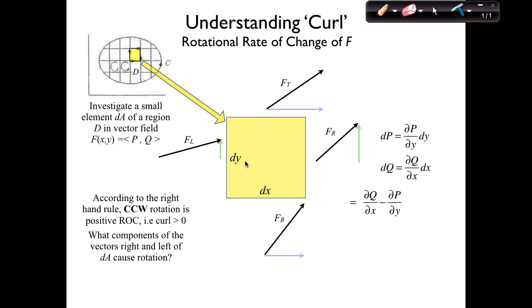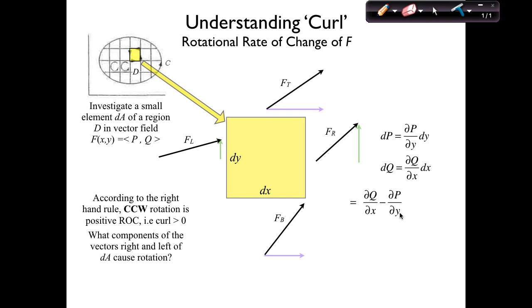But for a change in x, if you have a greater vertical component, which way does that cause it to spin? Counterclockwise, which is what we want. So for positive change in y, if P increases, that's going to make clockwise rotation, so we have to take the opposite of it. But for a positive change in x, if you get a positive change in Q, that's going to cause counterclockwise rotation, so we'll take the positive version of that. So we need partial Q with respect to x minus partial P with respect to y.